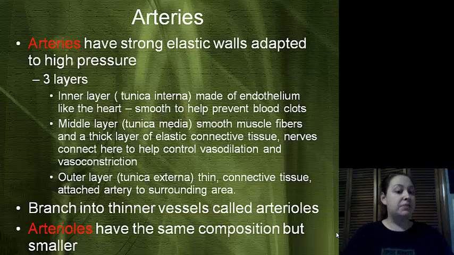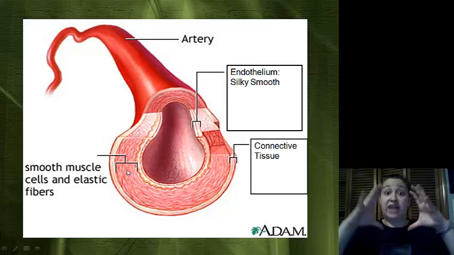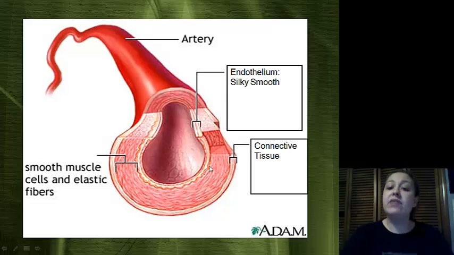They have the same composition, but are much smaller. So again, we see this very smooth, silky inner endothelium layer to prevent any clots, our thick smooth muscle layer that allows it to dilate or contract, and then our connective tissue on the outside to keep it in place.